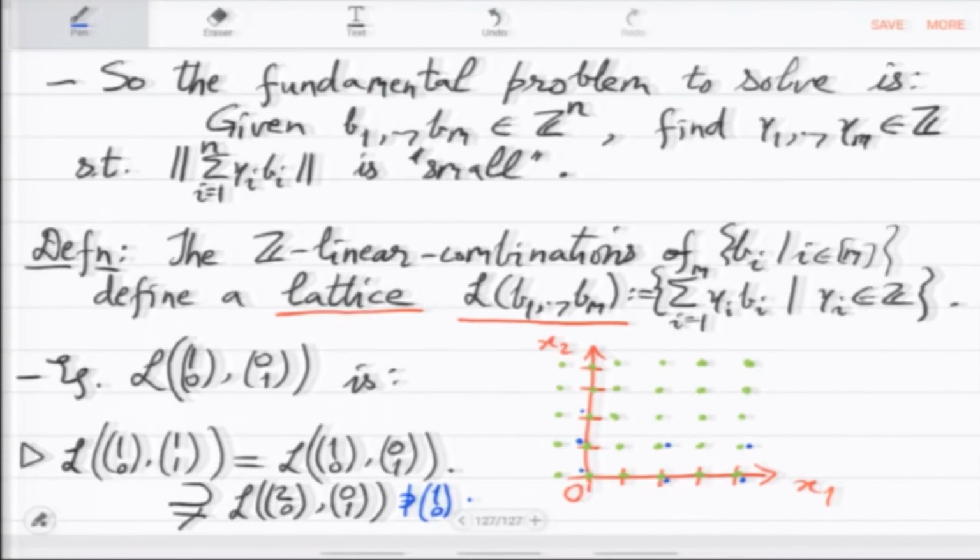So here pictorially it was easy to see, but as m or n increase, then it becomes a challenging question. So you basically have to find the right integral combination so that the length is minimized. So that is called the shortest vector problem, SVP.